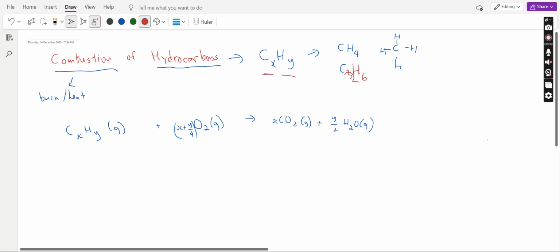For those that have read up further in their notes, you would have come across this formula right here, which is CxHy, your hydrocarbon, being burned in oxygen gas to produce carbon dioxide gas and water, your steam. And they will give you these coefficients: x plus y over 4 for oxygen gas, x for carbon dioxide gas, and y over 2 for steam.